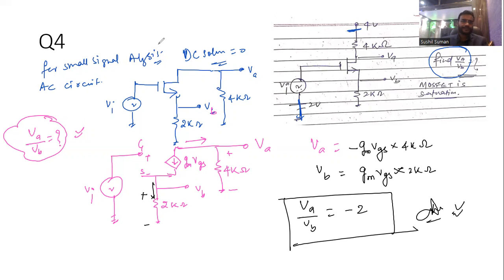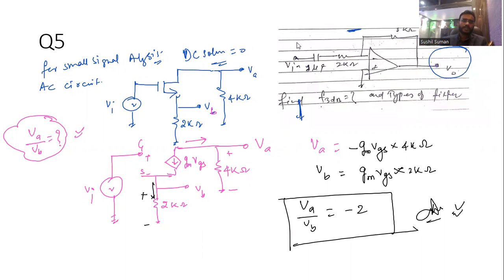Now, next question. This is question number 5. So here are the questions from analog circuits. This is the repeated type of question. I think the same type of question was asked in 2007 and 2001. Okay. The question is like that.